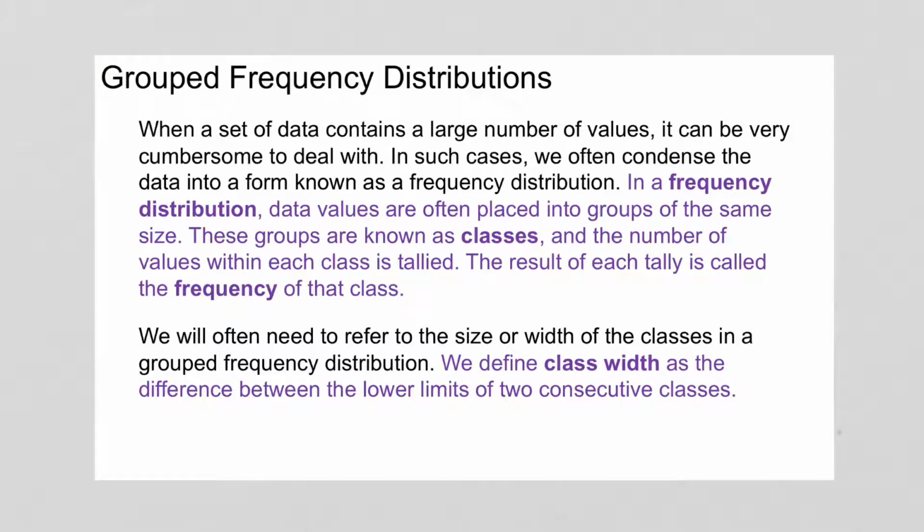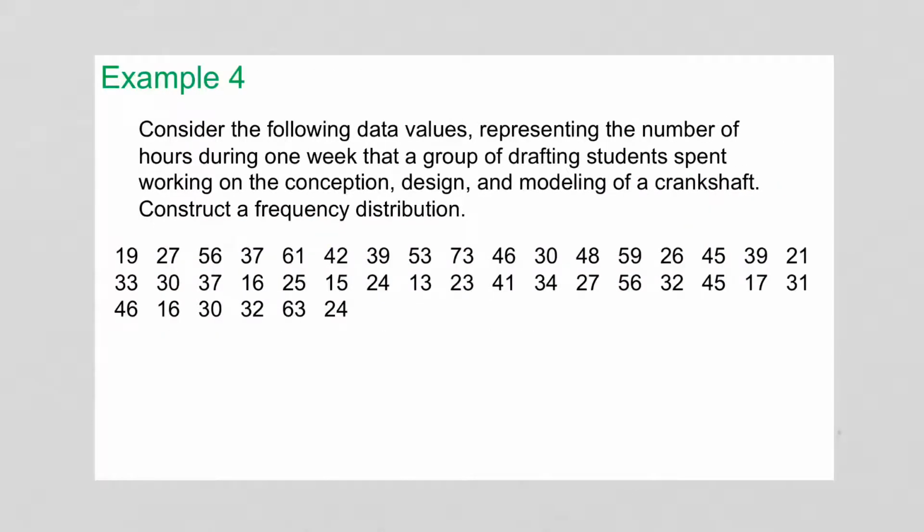Frequency distributions. In a frequency distribution, data values are often placed into groups of the same size. These groups are known as classes, and the number of values within each class is tallied. The result of each tally is called the frequency of that class. We define class width as the difference between the lower limits of 2 consecutive classes. And you want your class widths to all be the same.